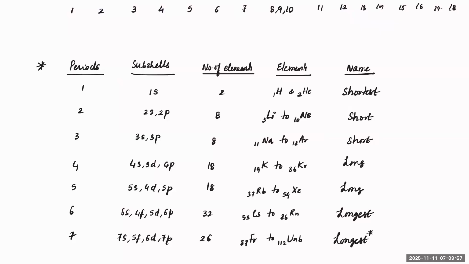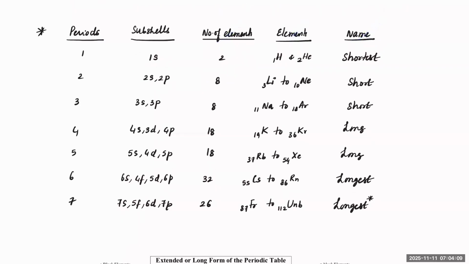Next, you can see the number of periods if you compare. Within the periods, we will need to check out subshells, number of elements, and names. See, in total we have seven periods. What about the subshell? You can see 1s, then in the second period we have 2s 2p, 3s 3p, 4s 3d 4p, 5s 4d 5p, 6s 4f 5d 6p. Clear? Like that, these are all the subshells which we have.